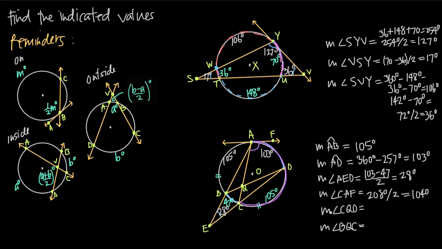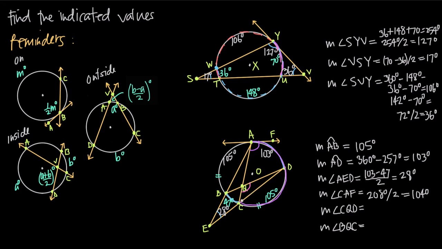For the last two, I've got the measure of angle CQD. So if I look at CQD, that's going to be this angle measure right here. That vertex is inside the circle, so if I go look over here at the figure for the vertex inside the circle, what I can see is that the degree measure of the angle is going to be equal to the degree measure of the inscribed arc plus the degree measure of the inscribed arc of the vertical angle associated with this angle, divided by 2.